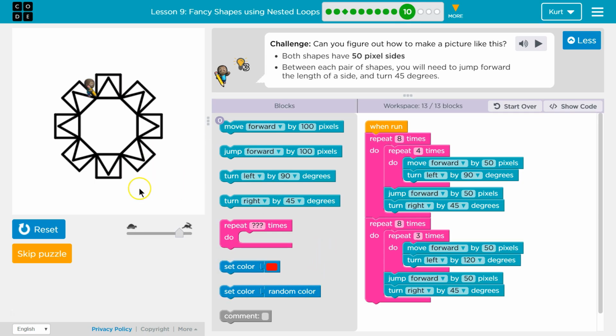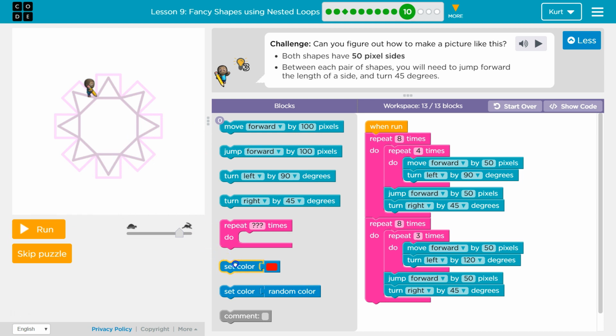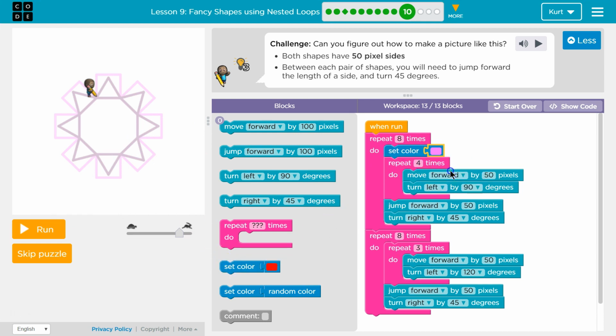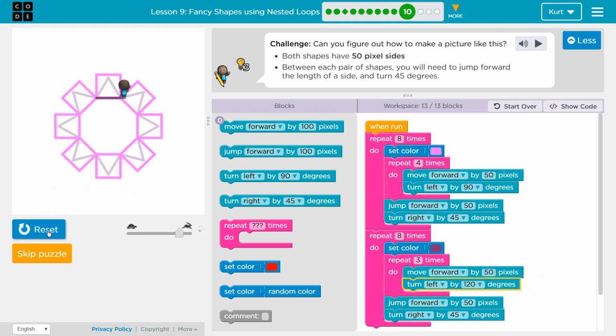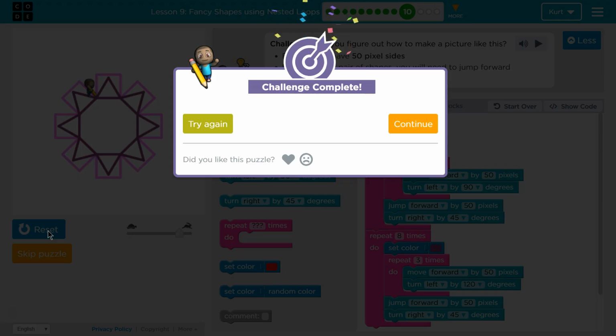But I'm going to get a bit technical here. I want to get these colors. So reset. This outer one looks like a lighter pink, I think. That one probably. And the inside one, maybe something. It's not red. Maybe that? Alright, let's see. That looks perfect to me.